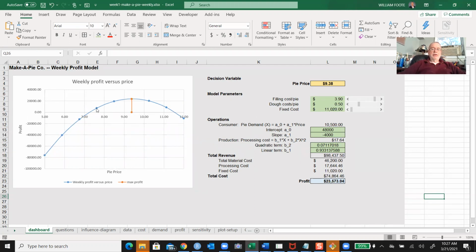And what's happening here is that the break-evens, which is where this blue curve, profit curve, crosses the price axis. We're making pies in this one. This might change. Okay. And we'll play with that and see how that works.